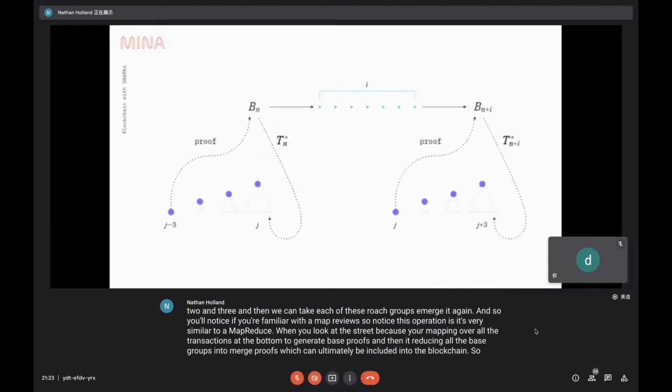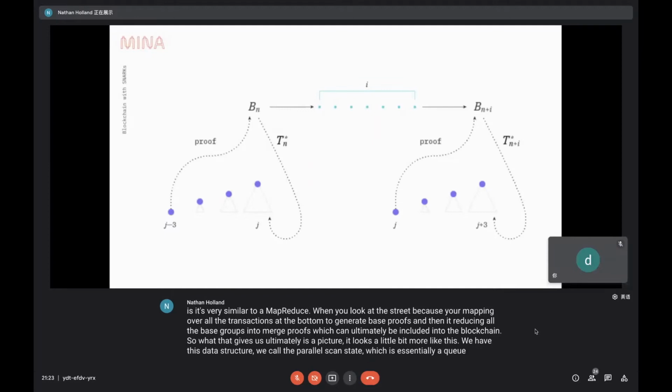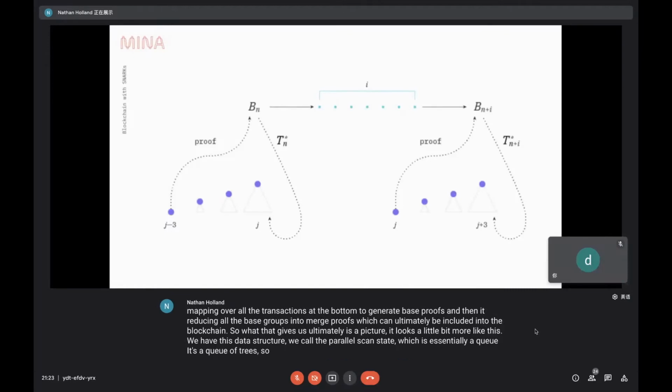So what that gives us ultimately is a picture that looks a little bit more like this. We have this data structure we call the parallel scan state, which is essentially a queue. It's a queue of trees. So every single tree in the queue has one less layer than the tree after it, because as you complete layers of the tree and you do work for it, you can throw off the last layer.